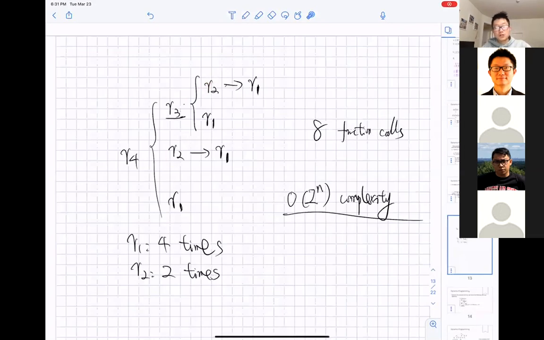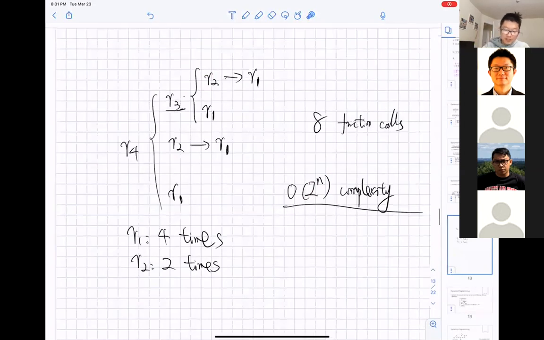So what leads to the exponential complexity is this, okay? Because we repeatedly solve the same problem multiple times. We keep solving the same problem a lot of times, and that is what leads to such a high complexity. So let me put it in this way.